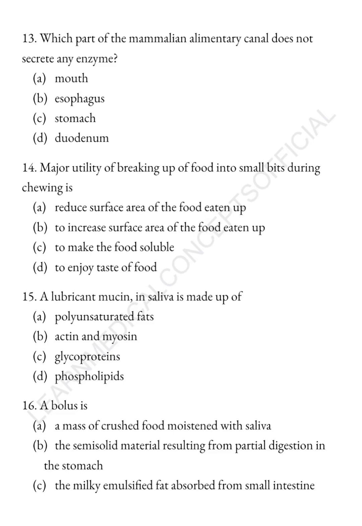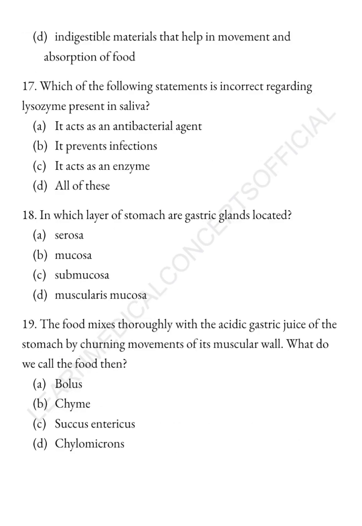16th question, a bolus is option A, a mass of crushed food moistened with saliva. Option B, the semi-solid material resulting from partial digestion in the stomach. Option C, the milky emulsified fat absorbed from the small intestine. Option D, indigestible materials that help in movement and absorption of food. And your time starts now.